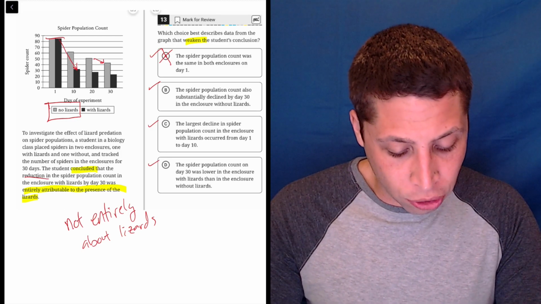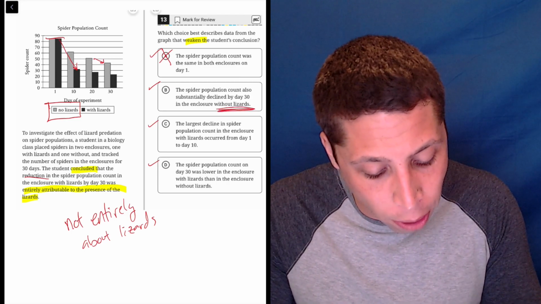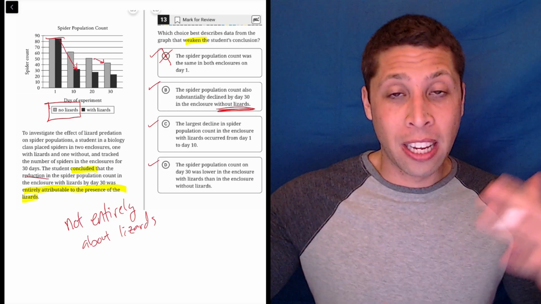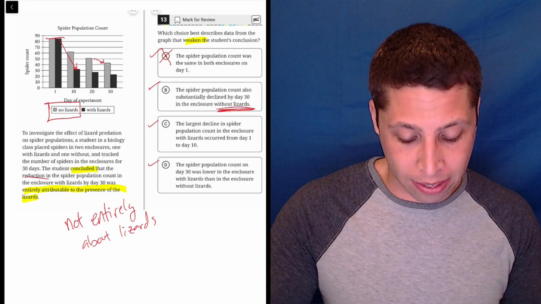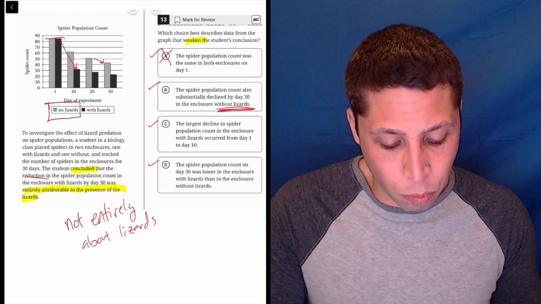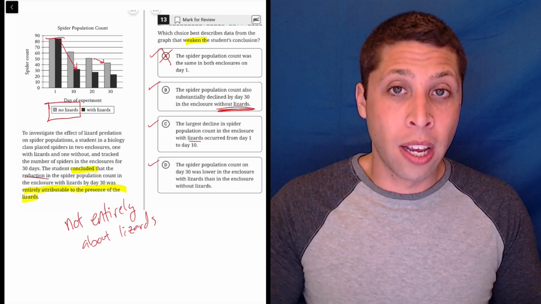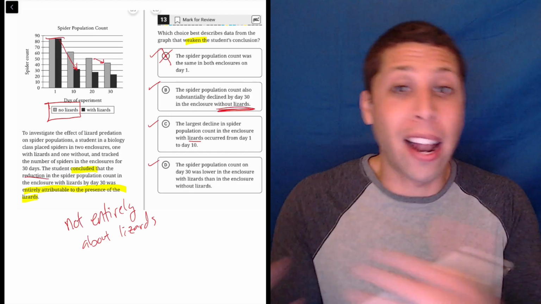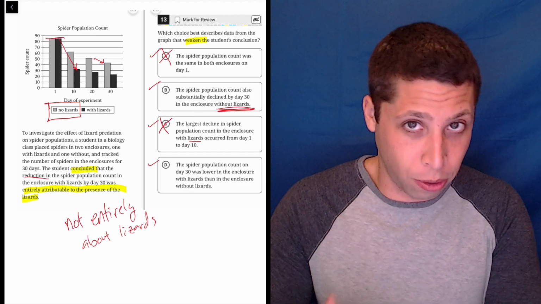B, the spider population count also substantially declined by day 30 in the enclosure without lizards. So that's maybe right because we said it's not about the lizards, and yet the spiders still went down. So this is kind of orbiting around the idea that we expected. C, the largest decline in spider population count in the enclosure with lizards occurred from day 1 to day 10. Well, that's talking about lizards. The point is we want something that's going to say that something about not having lizards. So this does not relate to the student's conclusion.